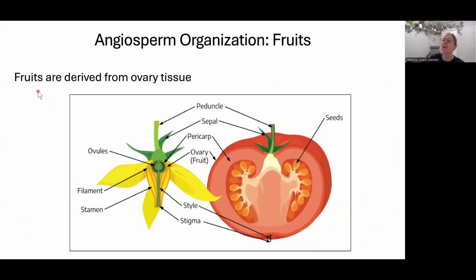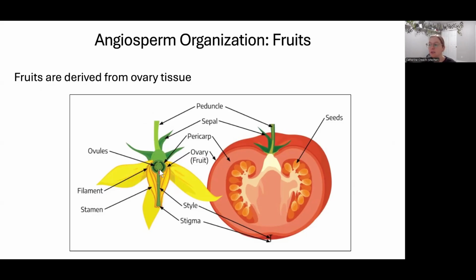Angiosperms are also known to create fruits, and fruits are ripened ovaries. So any fruit you've ever eaten, you're eating ovary tissue. Here is how we know it's ovary tissue. I have this flower here. It has the peduncle, which holds up the flower. It has the receptacle. It has the ovary. Inside the ovary are the ovules. The ovules contain the eggs that will form the seeds. Then it has the style and the stigma. It also has the outer parts, these petals and these sepals.